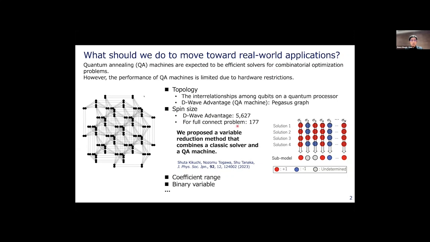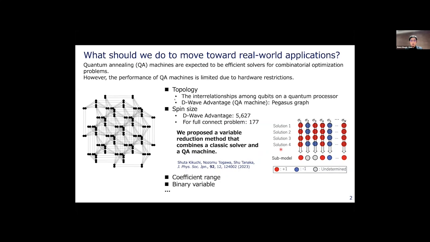Let me discuss the spin size restriction, which refers to the limitation on the size of programs that can be input into QA machines. For example, the D-Wave Advantage, which is the most widely used, can handle up to 5,000 variables. However, this is still insufficient for solving realistic problems. To address this spin size restriction, we proposed variable reduction methods that combine a classical solver with a QA machine.